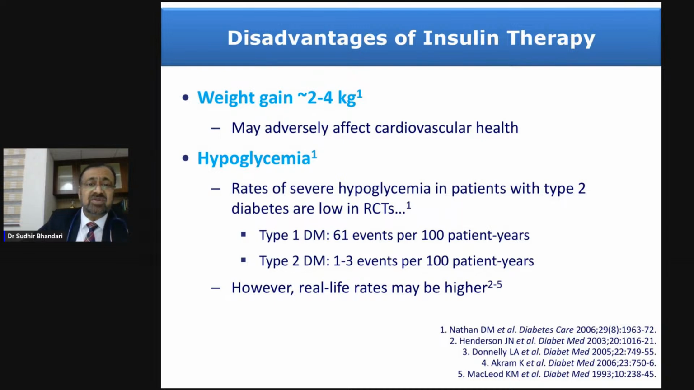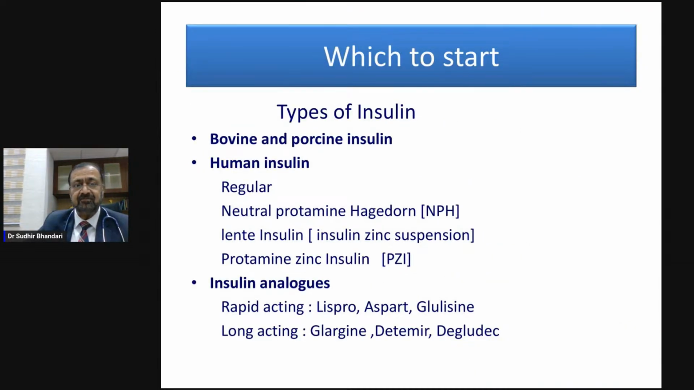Insulin therapy also leads to weight gain. There could be 2 to 4 kg of weight gain and the risk of hypoglycemia. This is one of the biggest deterrents of the patient to insulin therapy. So we need to be very careful about hypoglycemia awareness in patients of type 1 diabetes as well as type 2 diabetes, and we need to be very careful about it.